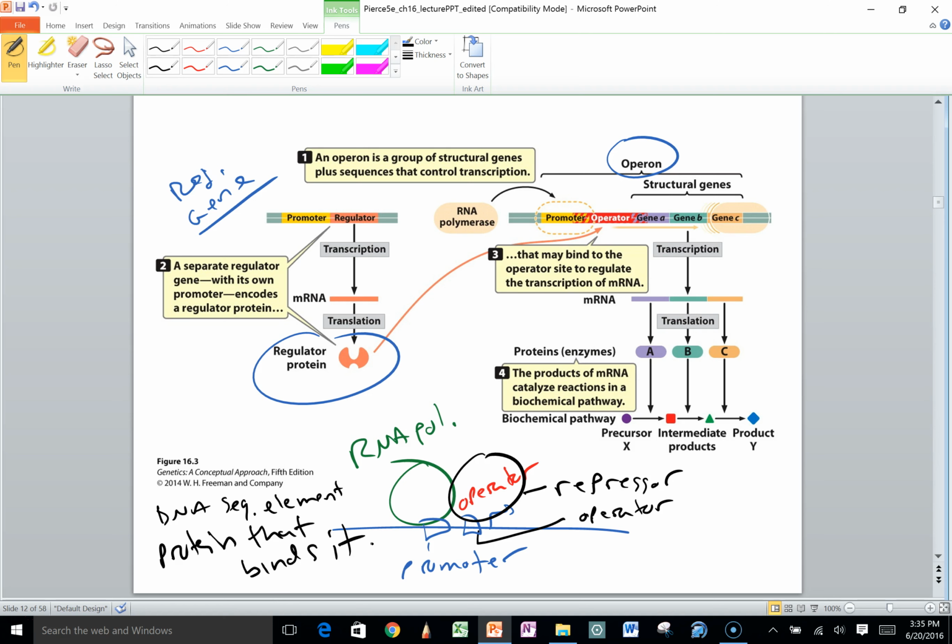So that's the fundamental thing about gene regulation. Genes have specific sequences that control whether they're on or off, and then they have proteins that bind those sequences and either turn the gene on or turn the gene off.